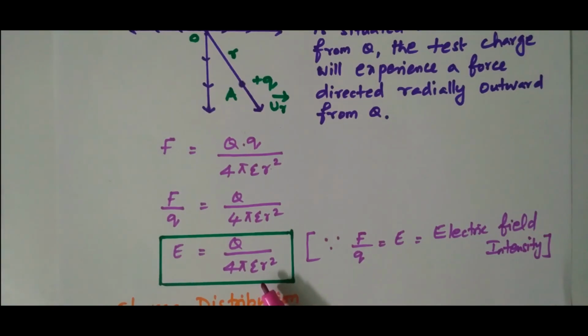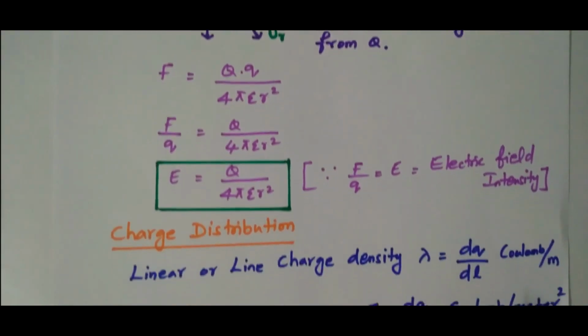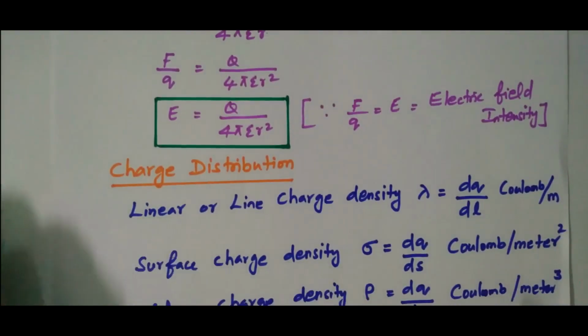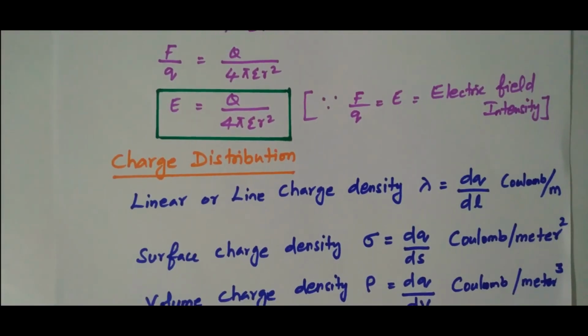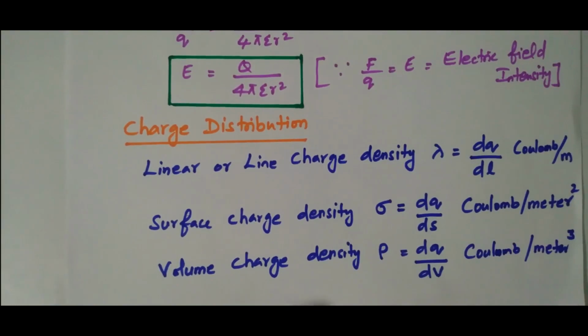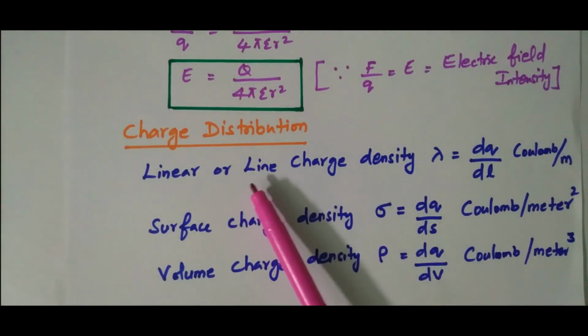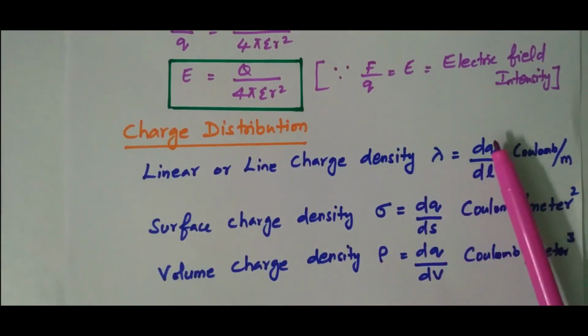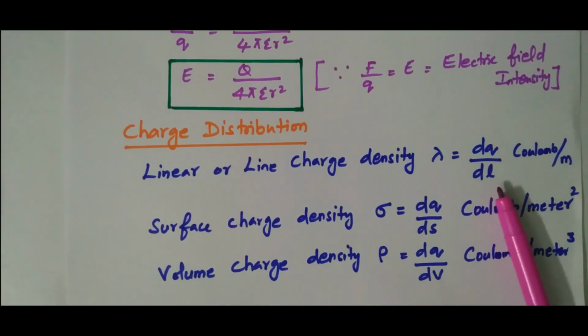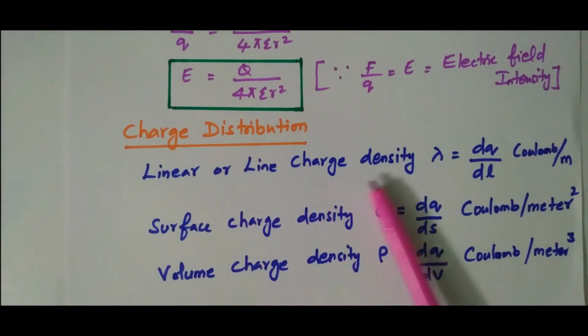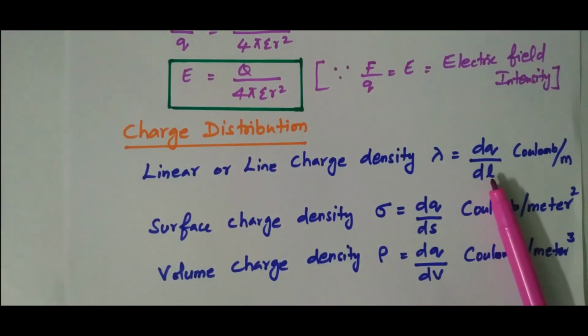In this derivation, we are going to start with this basic equation, E equal to Q divided by 4 pi epsilon r square. Before starting the derivation, we will see the charge distributions. There are three types of charge distributions available. First, the linear charge density, lambda equal to dq by dl, that is, charge divided by length. It is called the line charge density, considering only the line. The unit is coulomb per meter, right?